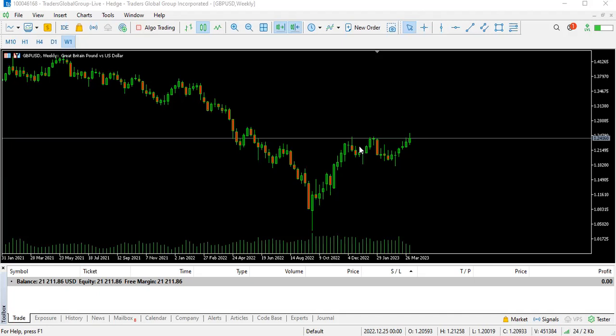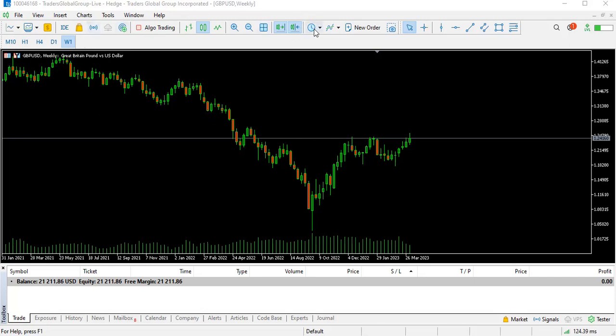GBPUSD analysis for the following week. Let's make a GBP analysis for the following week and see what's happened. Today is 7th of April. Next week, Saturday will be 8, Sunday will be 9, so Monday will be the 10th. So, 10th of April upwards. Let's see what is likely to happen.